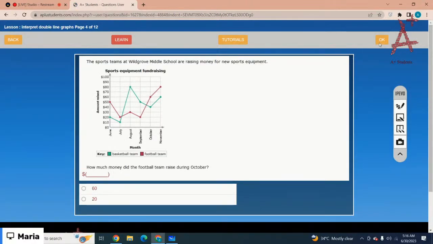Okay, the sports teams at Wild Grove Middle School are raising money for new sports equipment. How much money did the football team raise during October? Okay, so you have two lines on the graph, the blue one for the basketball team, the red one for the football team. So you have to look for the money the football team raised during October. So here you have October. For the football, you have to look for the red line. Here is the point. Just match it on the y-axis. It would be $60. That means the football team raised $60 during October.